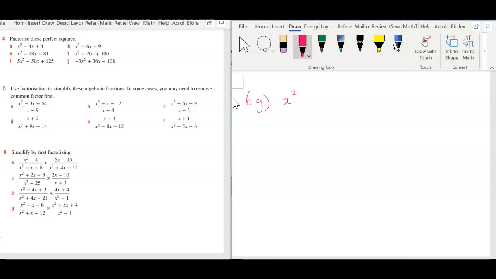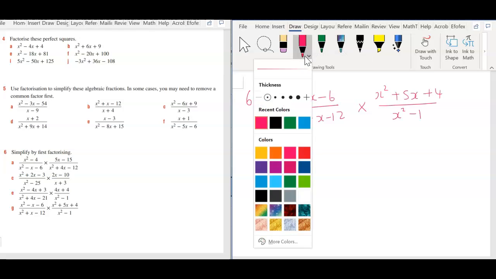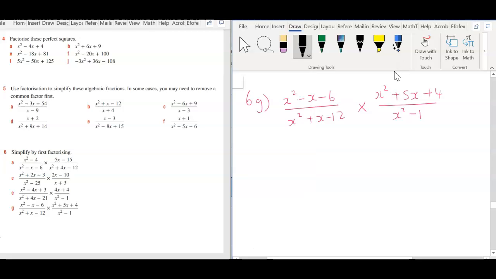All right, x squared minus x minus 6 over x squared plus x minus 12 times x squared plus 5x plus 4 over x squared minus 1. It's a little bit different to the previous one because we've got basically 4 quadratics that we've got to simplify or factorize. So I'm going to just do one at a time, going 1, 2, 3, and 4. We're going to factorize all of them, keeping them in the same spot, but in their factorized form.